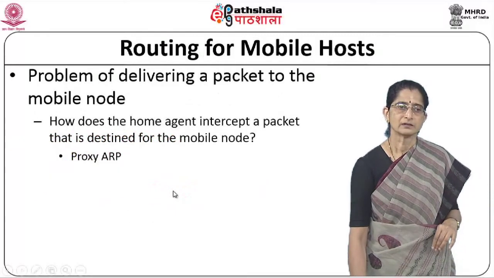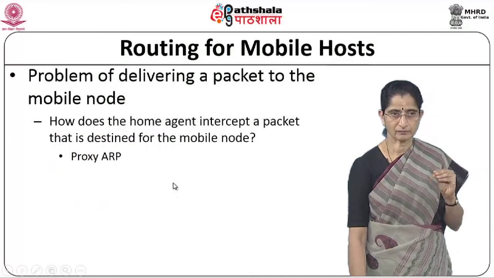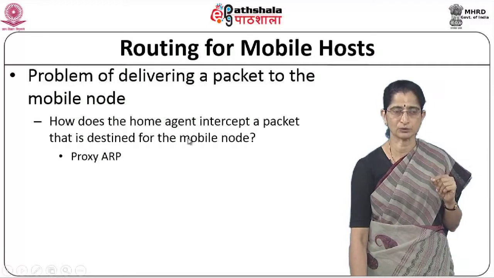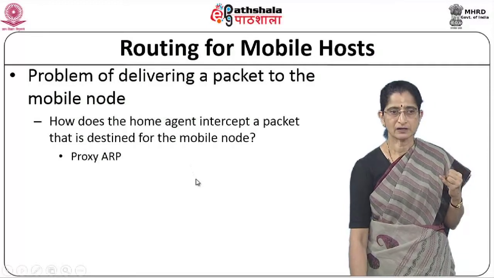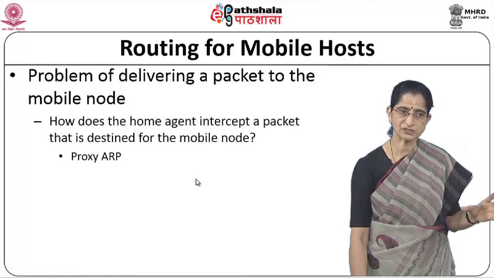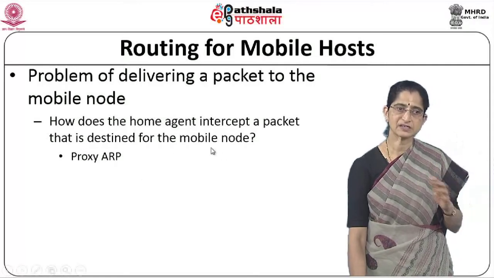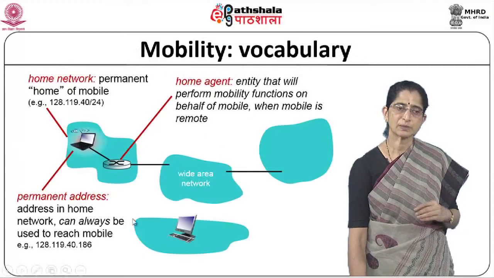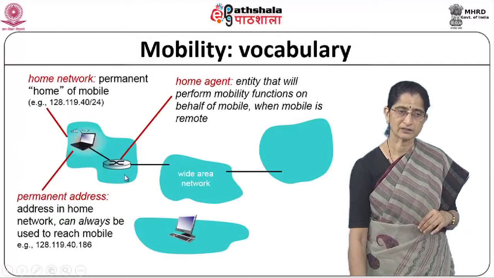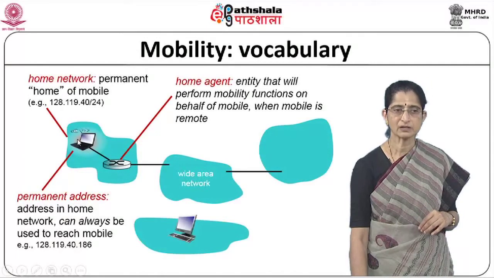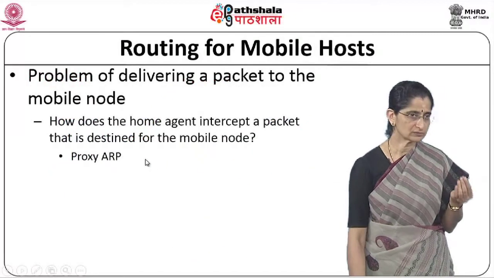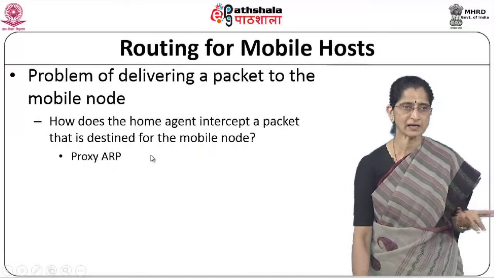Okay. Now, what is the basic problem of routing that we are actually trying to solve? When you want to deliver a packet to the mobile node, the first thing you need to figure out is how does the home agent intercept a packet that is destined for the mobile node. So, remember, the home agent is connected to this network. A packet is coming to this mobile node somewhere here. Now, this fellow has to intercept that. So, the first question that comes is how does he intercept the packet? A mechanism as simple as proxy ARP can be used for that purpose.